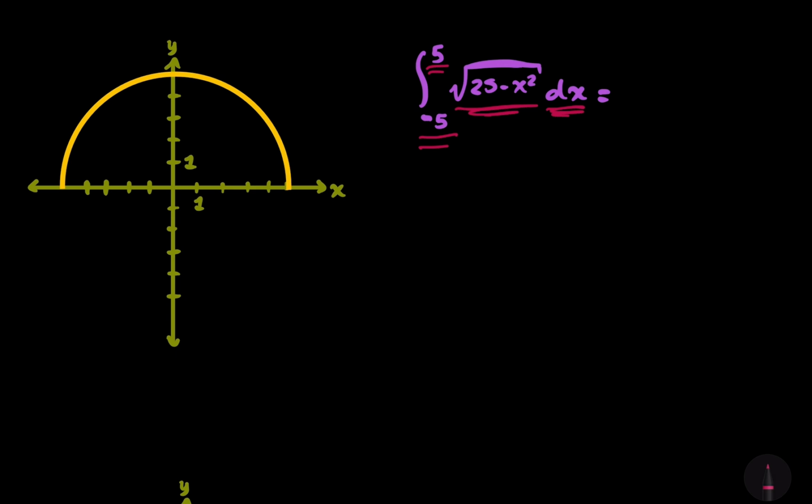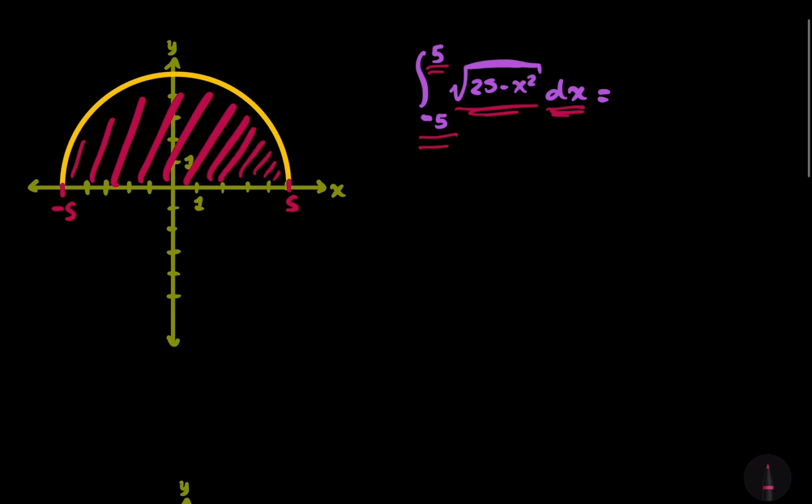This is -5 on our graph. This is +5. We know that this area is just going to be the area beneath the curve and above the x-axis. So it's going to be this entire area over here. And so the way that we can do that is we can just think about what is the area of this semicircle. It's the entire semicircle.